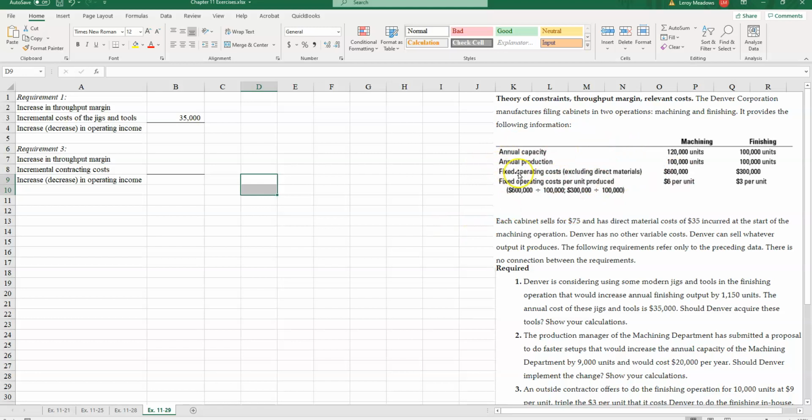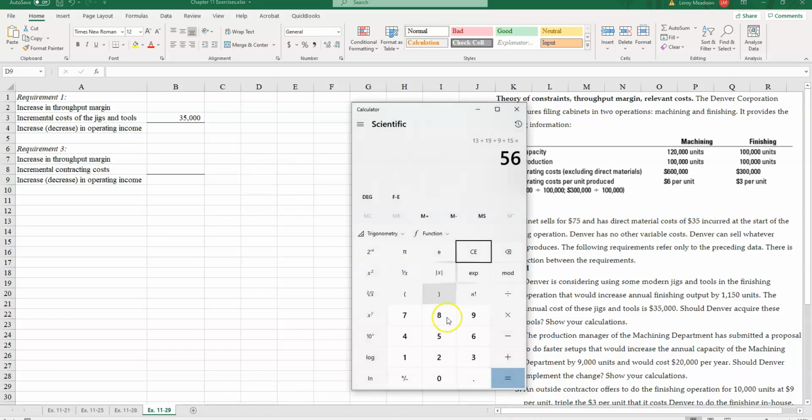We have no other variable costs, so we're just looking at throughput margin here. We could consider that contribution margin also, but since there are no other variable manufacturing costs, we can just mark this as throughput margin. What is throughput margin? Revenues minus our direct materials cost. So each cabinet sells for $75 and has direct material costs of $35.